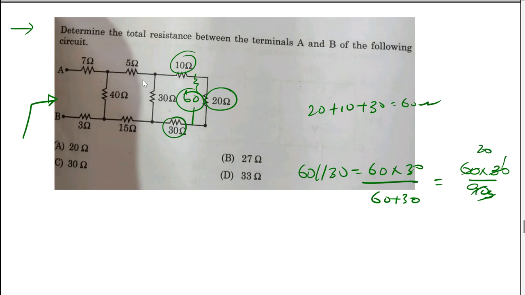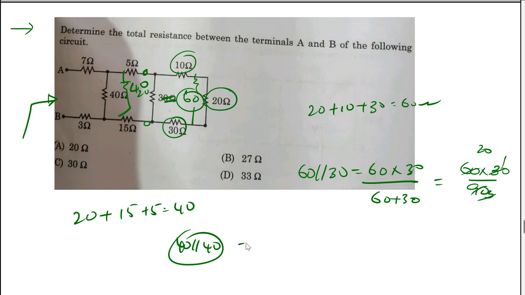So the equivalent will be 20. So here we have a 20 ohm resistance. Now 20 plus 15 plus 5 is equal to 40. Here we have a resistance of 40. Now 40 is in parallel with 40. So how much is it? 20. So here we have an equivalent resistance of 20. Now the R equivalent value will be equal to 20 plus 7 plus 3. How much is it? 30 ohms. So the answer will be C is the right answer for this question.